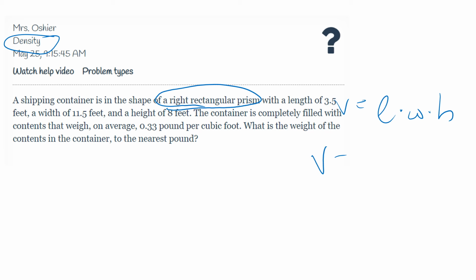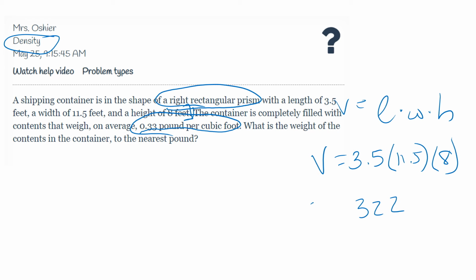I'm going to substitute the length of 3.5, the width of 11.5, and the height of 8 into my formula. So I'm going to find the volume. It's then telling us that it's completely filled with the contents and they weigh 0.33 pounds per cubic foot. The reason I'm finding the volume is because I'll have my cubic feet at that point. Step one is finding the volume of whatever shape they're talking about. So that's 322 in this case.